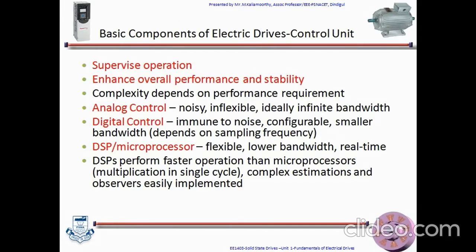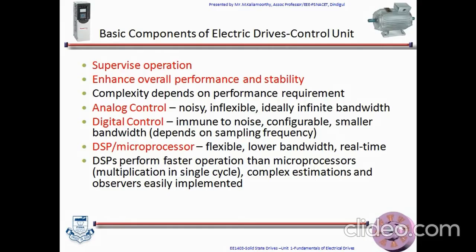The next subunit of the electrical drive system is the control unit. Till now we have seen the power processing unit, power source, and electrical motors. A well-designed controller should have several functions. The most basic function is to monitor the system variables, compare them with the desired value, and then readjust the converter output until the system achieves the desired performance. So it is something like a supervisory operation.